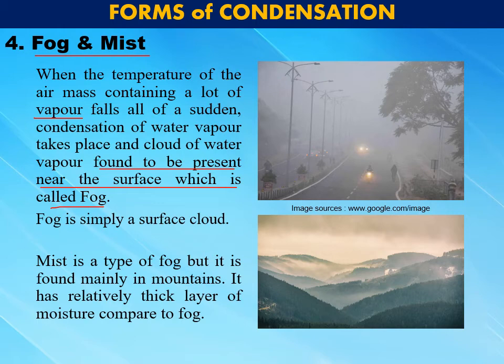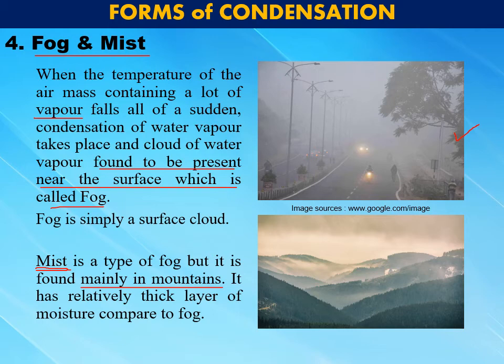In contrast to fog, mist is another type of fog, but this type of fog is generally found in the mountainous areas, mainly in the mountains. And the main difference of mist from fog is the occurrence of this type of fog. Fog is generally found in the flatland areas. Mist is generally found in the mountainous areas, and mist has a relatively thick layer of moisture. So the moisture content in mist is relatively high compared to fog.